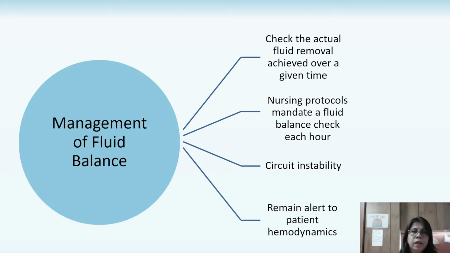In periods of circuit instability, there should be a proper charting and a review of whether the fluid prescription is being achieved or not. Machine-based fluid calculations should be done. And finally, both the nurses and the doctors and technicians should be alert at all times to the patient's hemodynamic stability.